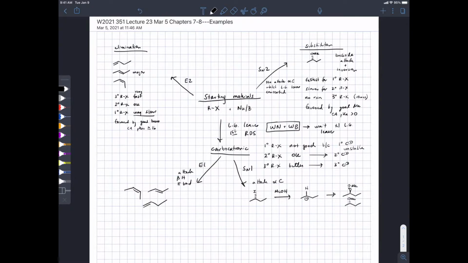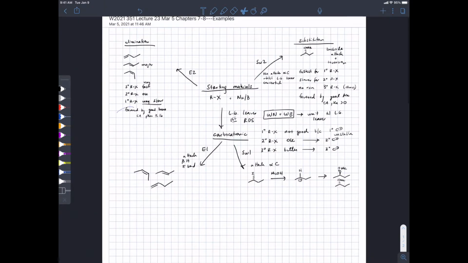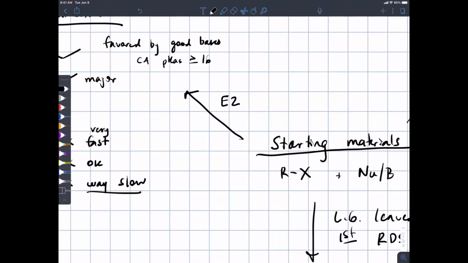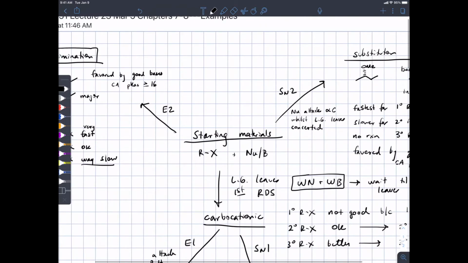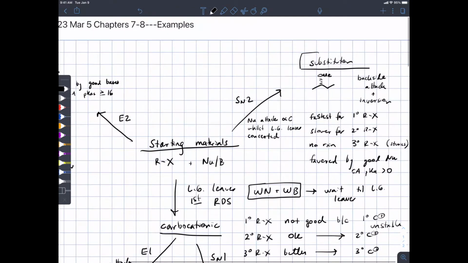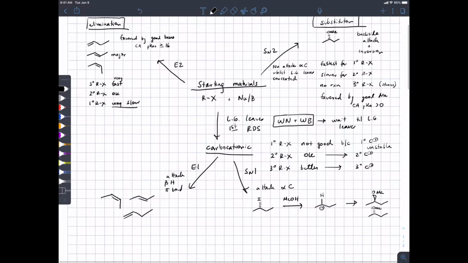Yeah? And what is the pKa requirement for the conjugate acid for the E2 reaction? There it is. It's favored by good bases with pKa's greater than or equal to 16. Yep. Good. Others? Yeah. Within E1, do the same major rules apply that apply for E2? Yes, that's right. A good question.